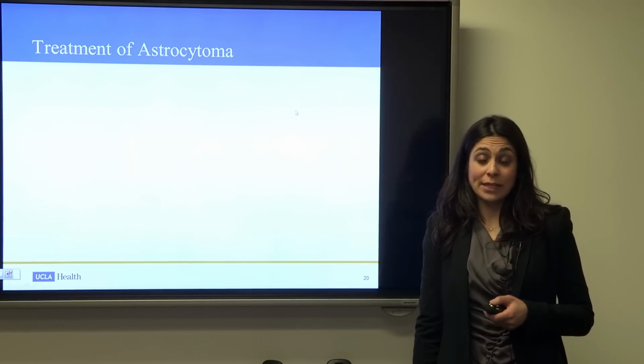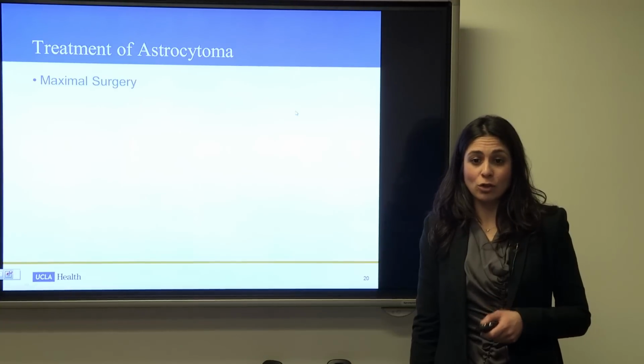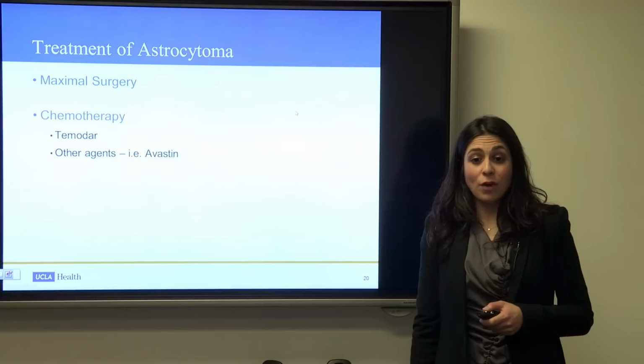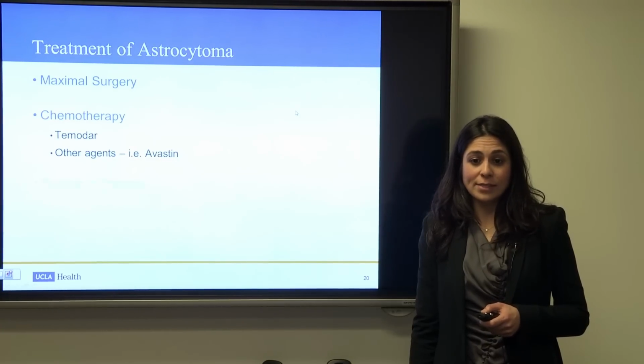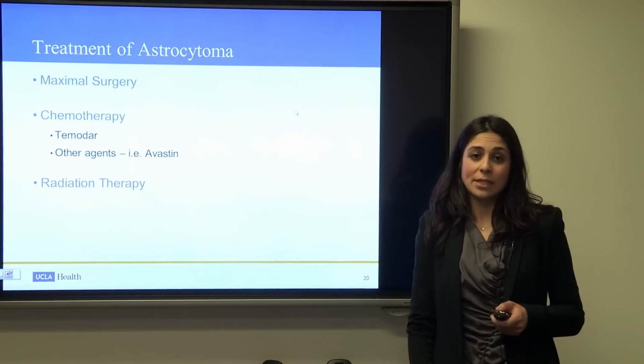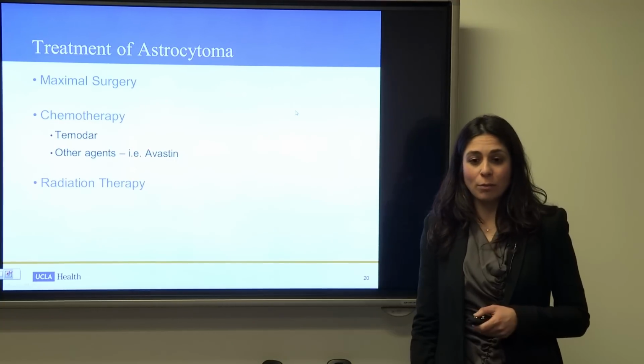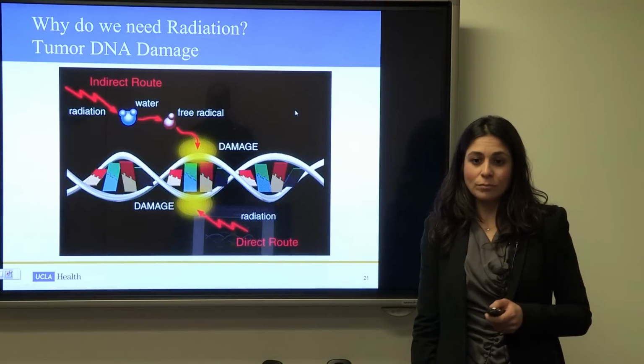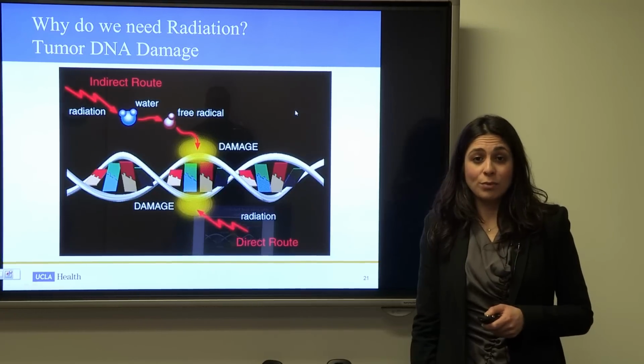And then how do we treat? Let's say the patient has an astrocytoma. Well, we would want maximal safe surgery. And that's often followed by chemotherapy, such as Temodar, perhaps other agents such as Avastin, usually given at the same time with radiation, or sometimes in sequence. One's given first, followed by the other. I'm often asked, well, why do we need radiation?